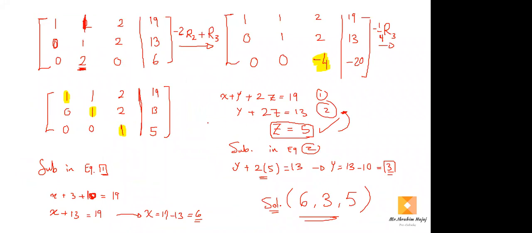Then form the system and solve it by elimination. You have z, substitute in the second equation to get y. When you have y and z, you can find x easily from the first equation.